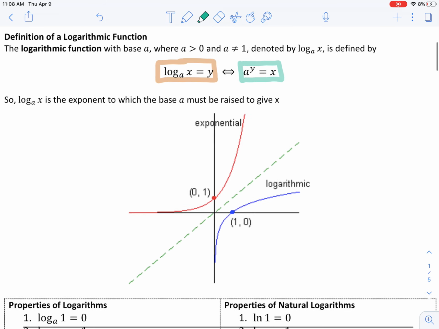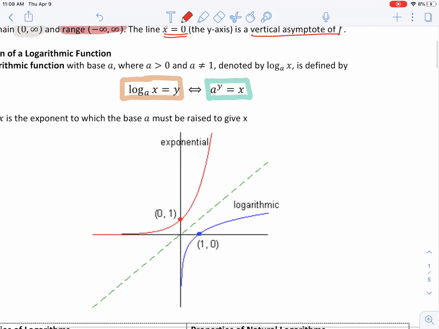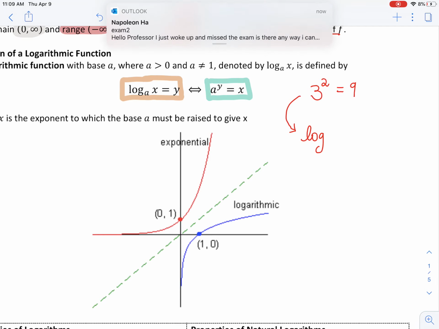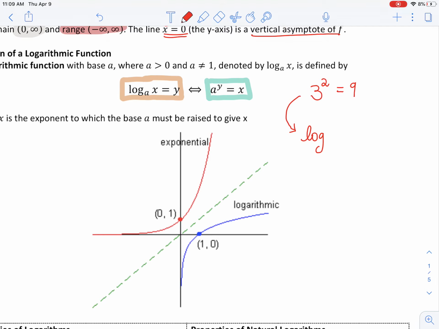Let me give you a couple examples, okay? Let me make a very obvious statement. You know that 3 squared is 9, right? This is an exponential form. What we're trying to do is rewrite this as a logarithmic form, okay? So this is how it's going to go. You write the log, and the question that I will be asking is, what is the base? The base is 3, right?